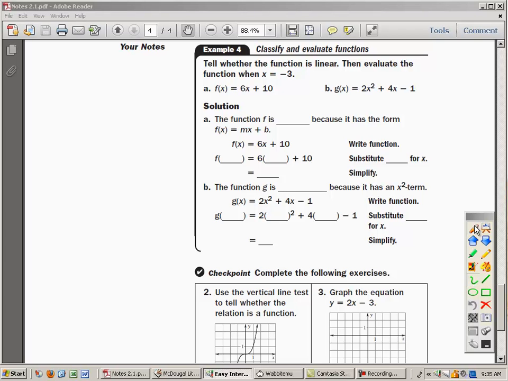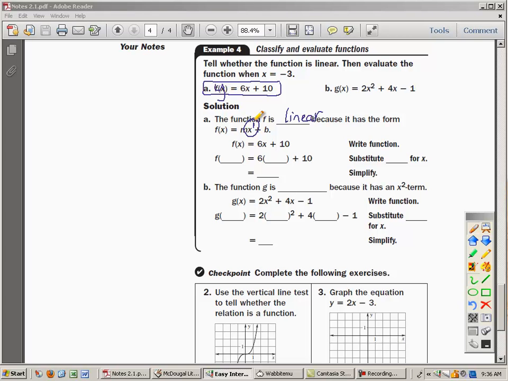All right. Now let's classify and evaluate functions. Tell whether the function is linear, then evaluate the function when x equals negative 3. In the first example, it gives you this f of x notation, but really all we're saying is that y is equal to 6x plus 10. This is a linear function because its graph is going to be a line. It's in the form f of x equals mx plus b. The big key here is that x is being raised to the first power. It's not being multiplied by y, and so therefore you're going to get something that is linear.